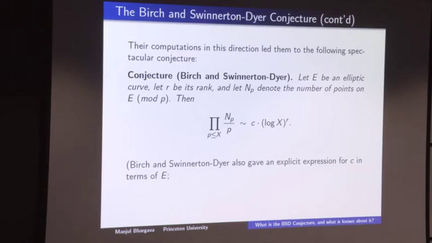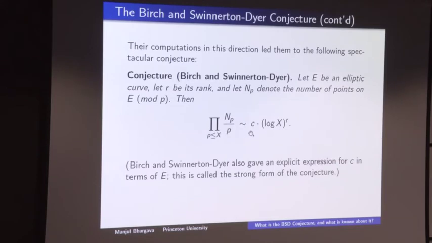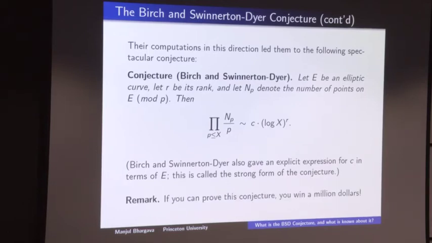Birch and Swinnerton-Dyer also gave an explicit expression for this constant C, in terms of arithmetic invariants of E, another beautiful part of the conjecture. That's the strong form of the Birch and Swinnerton-Dyer conjecture. It's this explicit formula for C. And that's called the strong form of the conjecture. This is the Birch and Swinnerton-Dyer conjecture.